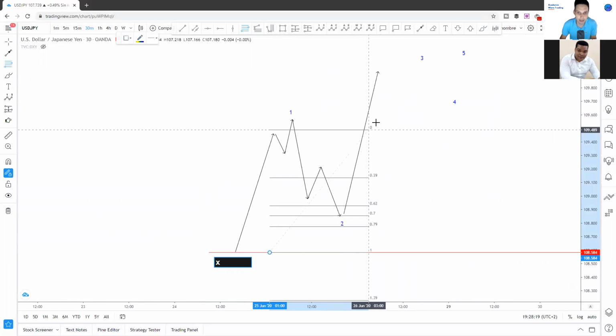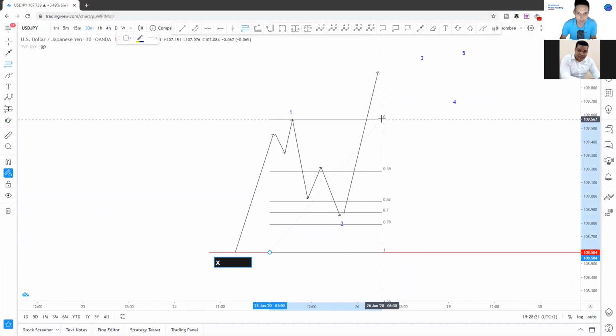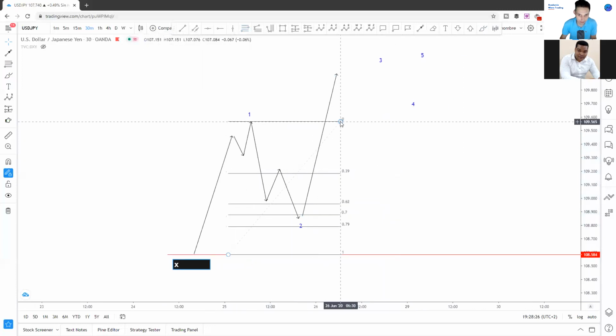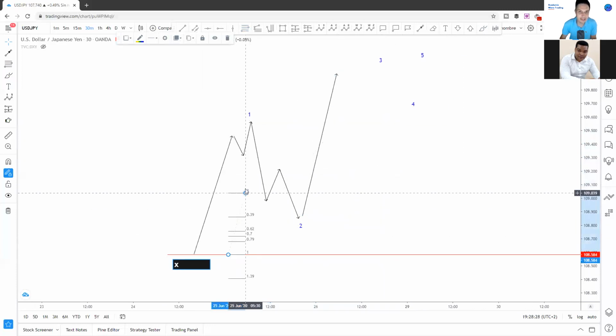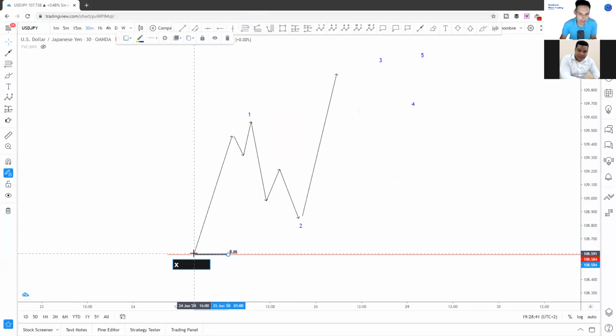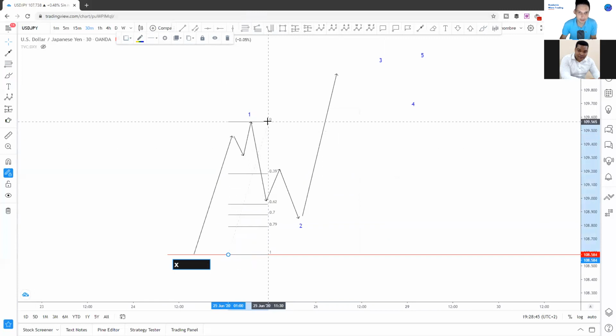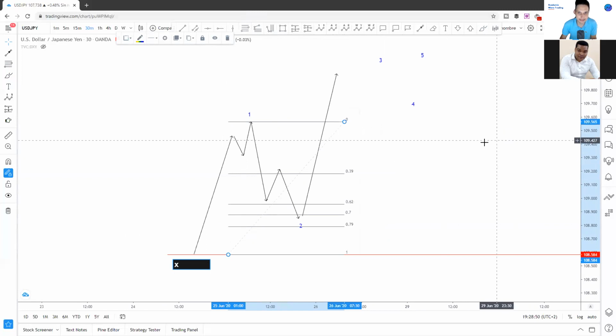Don't stop believing that, okay? Then, what I'm using here is the fib retracement. That is this beautiful tool. We have to draw it from left to the right, okay? From left to the right, and then we have it like this.